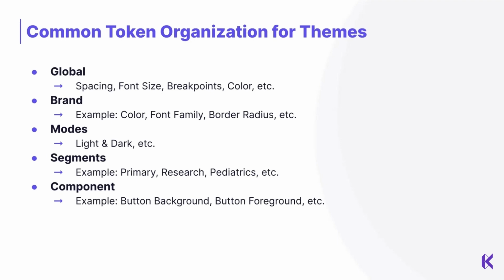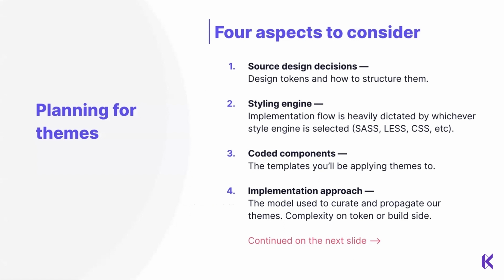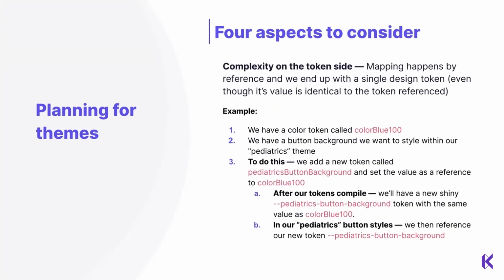Let's talk about some things to consider when we're planning these themes. Some of those are source design decisions and how we're going to structure these design tokens; the styling engine, since the implementation flow of how we're going to use this downstream is heavily dictated by it; coded components, the templates you're going to be applying these things to; and of course, the implementation approach, which is the model used to curate and propagate the themes. I'm not going to read all this because we have a separate webinar that goes specifically into planning for themes, and we go really deep into it.